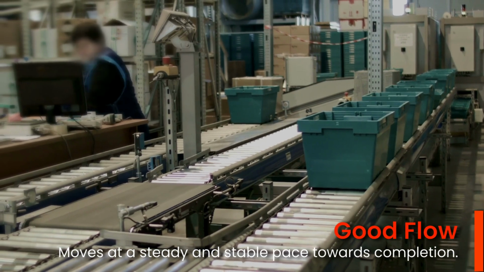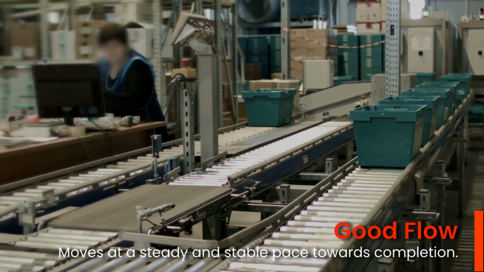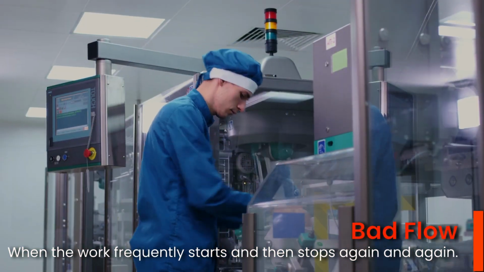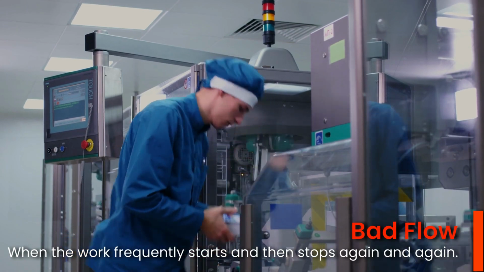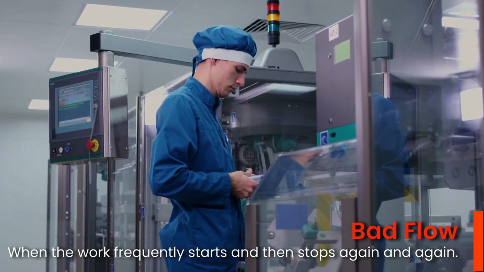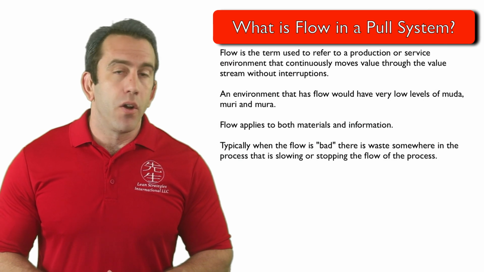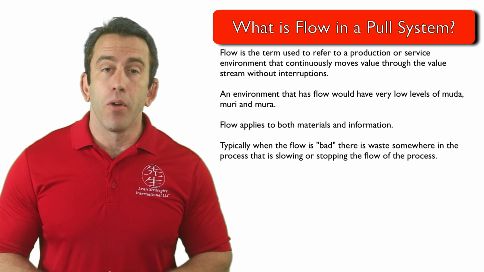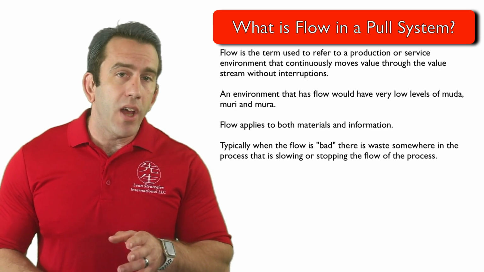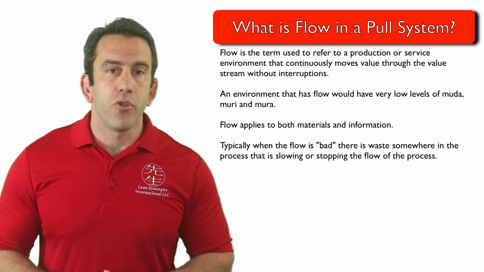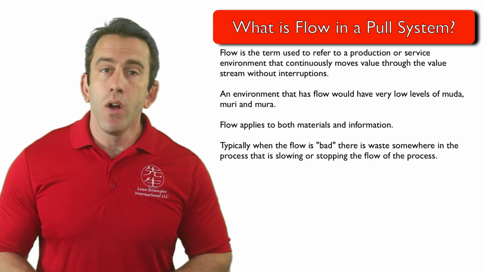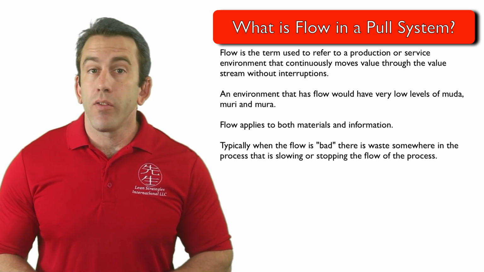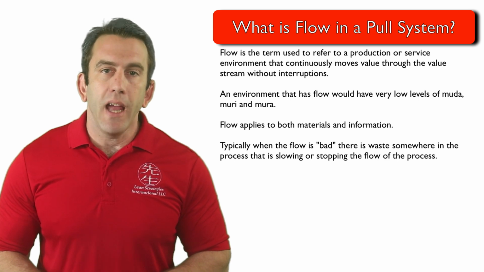When something has a good flow, it moves at a steady and stable pace towards completion. Bad flow, on the other hand, is when the work frequently starts and then stops again and again. Typically, when the flow is bad, there is waste somewhere in the process that is slowing or stopping the flow of the process. Companies should set goals that work towards establishing consistent and stable flow, which shorten lead times, adds value to all phases of the process, and seeks to eliminate problems and waste.